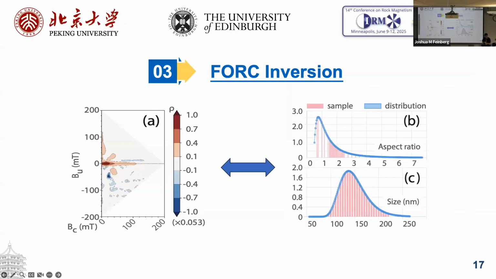So moving on to the next part, which is FORC inversion. I think all of you know FORC very well. What we want to do is, based on the FORC data, predict its aspect ratio and size. We know the FORC distribution is very complex, so we want to use machine learning to solve the multi-solution or non-Euclidean problem.